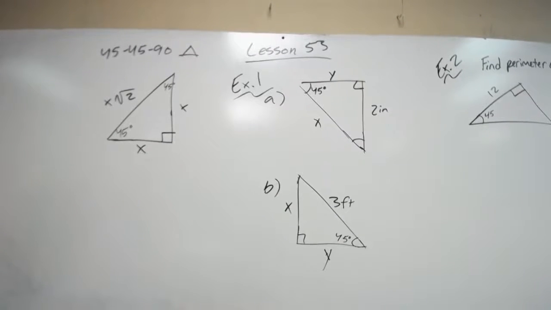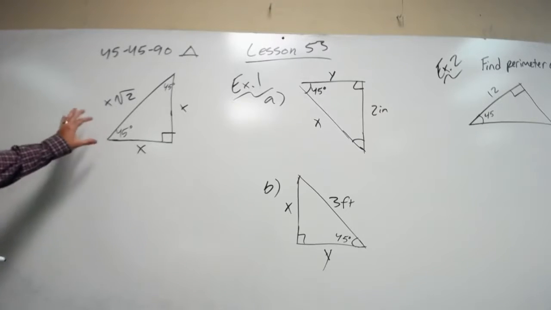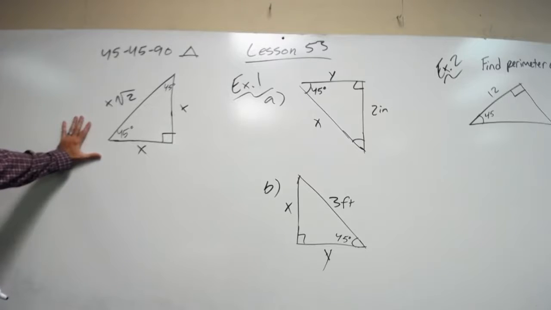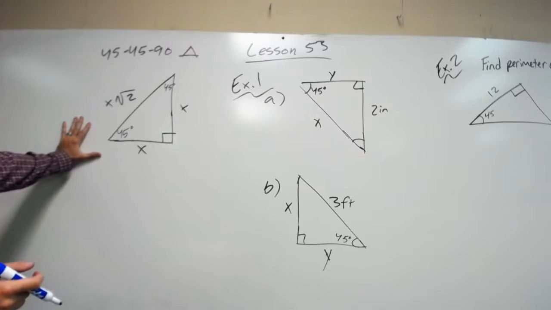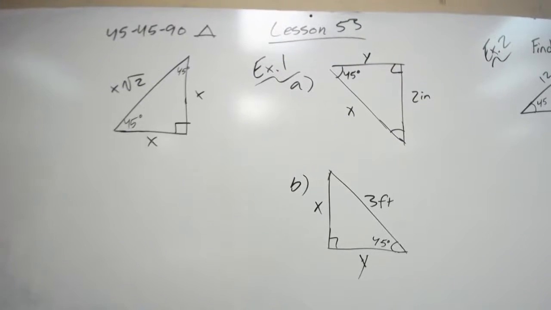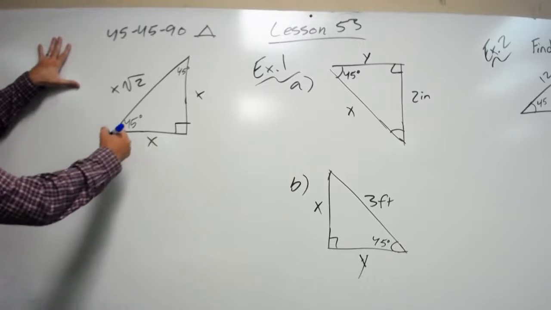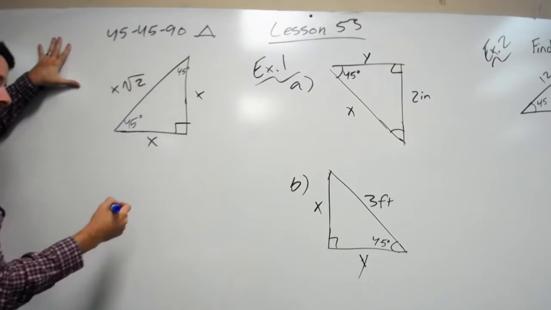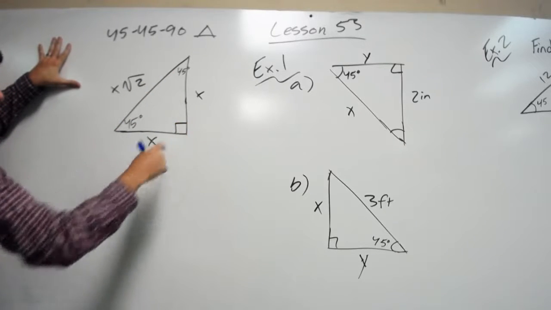Lesson 53, we're going to look at what's called 45, 45, 90 triangles. These are considered special right triangles because their parts will always be the same. They will follow basically a formula, is what you could call it. And so a 45, 45, 90 right triangle, first of all, you have two angles that are 45 degrees, and your third angle is 90.